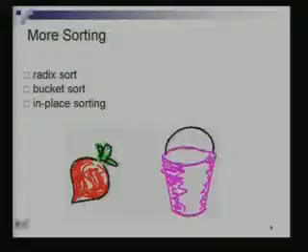Which are the examples that we know of in-place sorting? Heap sort, quick sort, insertion sort, selection sort, bubble sort. Bubble sort we have not done. Okay, we are going to see which is in place and which is not in place, right? Not all of these are in place, what you just said.